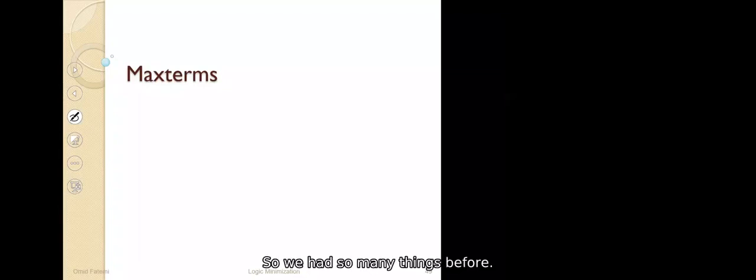Max term is the dual of that. We have talked about duals before, and the dual of AND is OR. De Morgan's rule says that inverting an AND becomes an OR, and so we had so many things before. Now we are saying max term. So for the duality, what do you guess about max term? What is a max term?